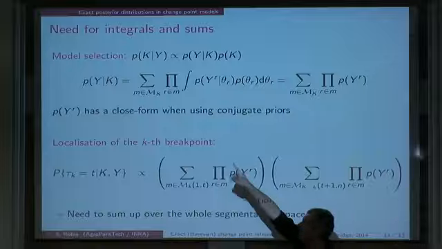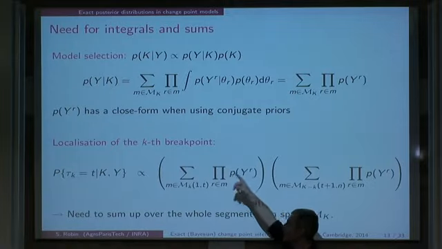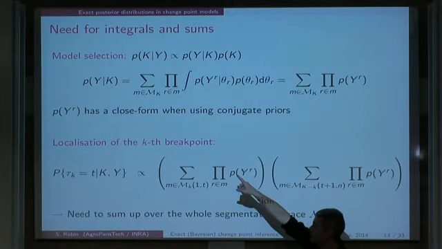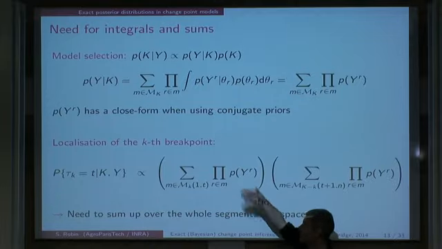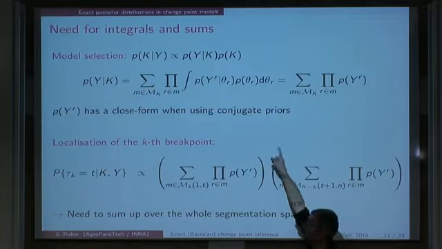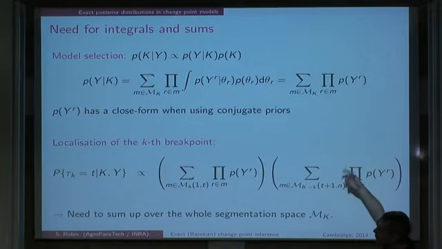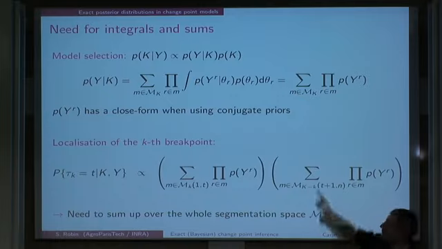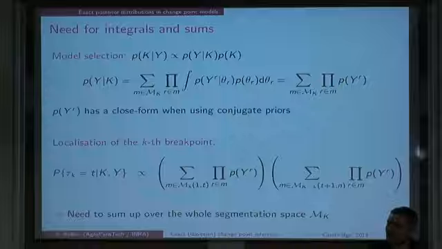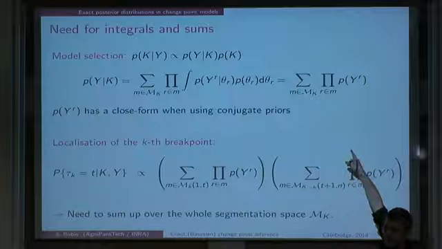So you have to sum over mk, the set of all possible segmentations of n data into k segments. Then you make a product over all the segments thanks to the factorability assumption I made before, and then you have to integrate out with respect to the parameter within each segment. If you're in the exponential family and if you use a conjugate prior, the last integral is not a problem. It's explicit, so you can compute this every time. So you're left with a sum over all possible segmentations and a product there.